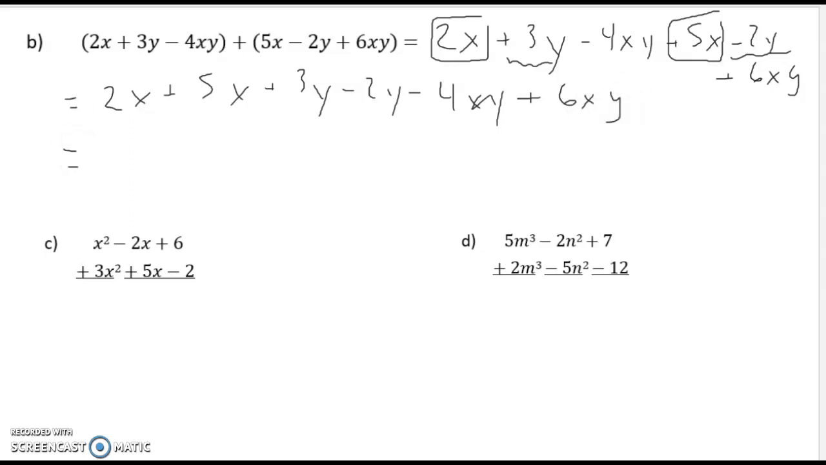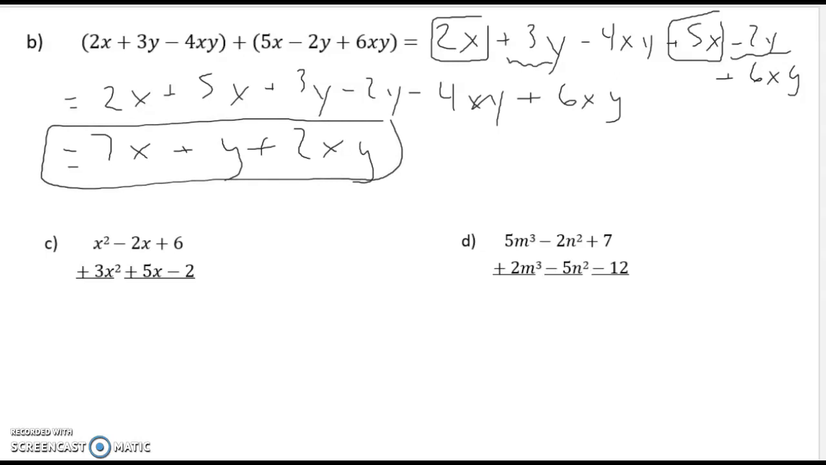Okay, and now we're going to simplify. So 2x's plus 5 more x's gives us 7x's. 3y's take away 2y's leaves me with just a positive 1y. And then negative 4xy's adding 6xy's is just like saying 6 minus 4 gives us positive 2xy's. That's our final answer.